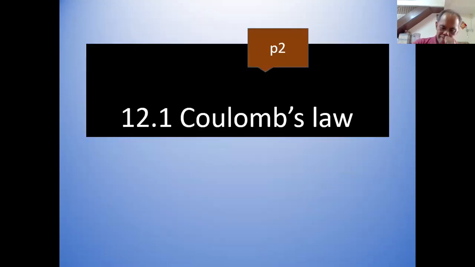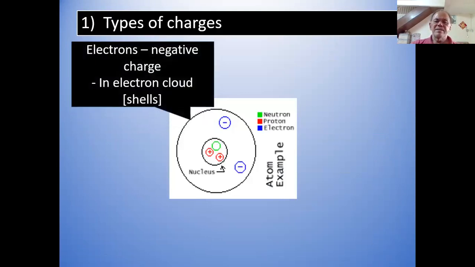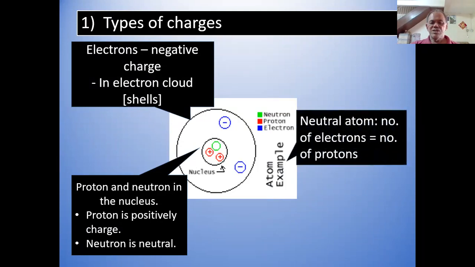Okay, let us start with Coulomb's law. Types of charges. Electron, negative charge. Yeah, it exists in the electron cloud. That one is your third semester work. Proton and neutron are in the nucleus. Proton is positively charged. Neutron is neutral, no charge at all. So in a neutral atom, the number of electrons equals the number of protons.